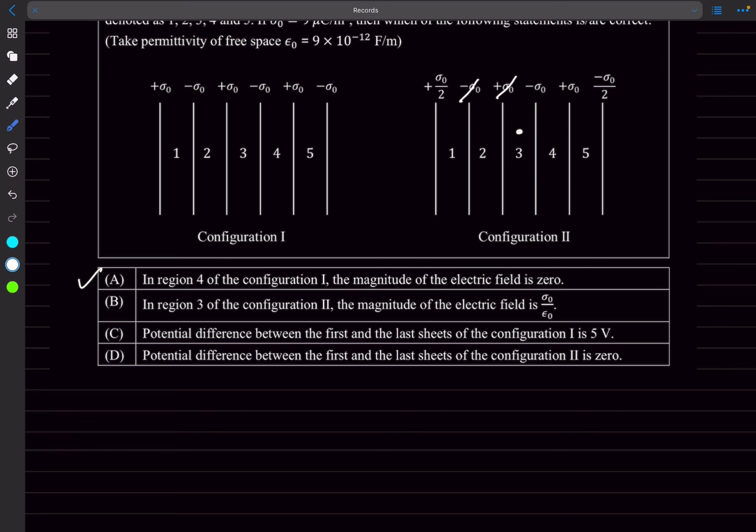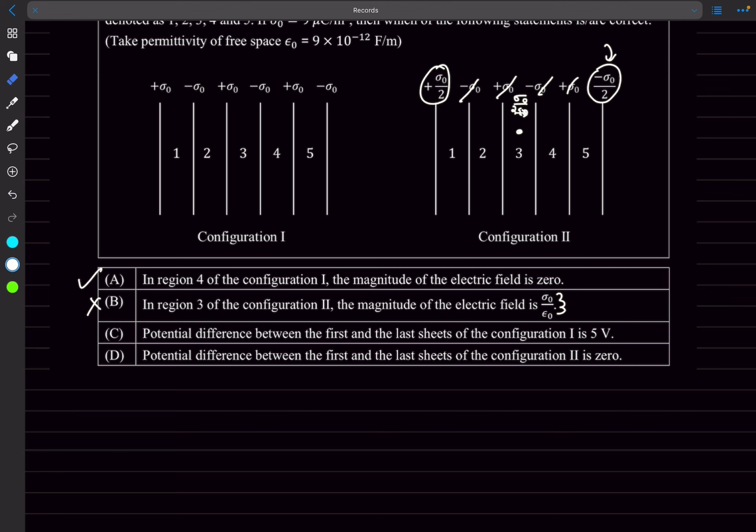These two kill each other because they're on the left side of 3, and these two kill each other because they're on the right side of 3, but these two don't mutually kill each other, right? Because they in fact add up. So because of the sigma by 2, we have a sigma naught by 4 epsilon naught towards the right, and because of the negative sigma naught by 2, we'll have a sigma naught by 4 epsilon naught to the right as well. So this will be sigma naught by 2 epsilon naught, but in the option it's mentioned as sigma naught by epsilon naught, which would be wrong.